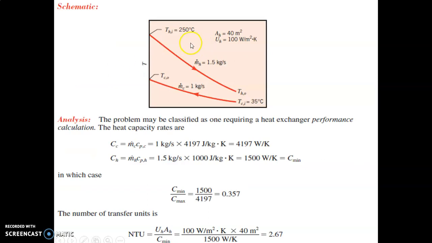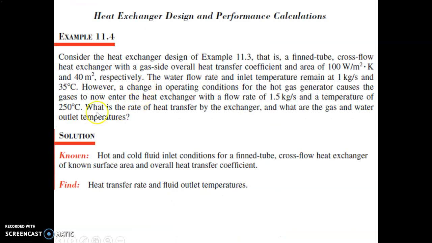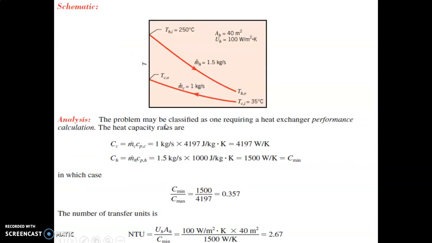So based on the question here, the question has provided two inlet temperatures and two mass flow rates. Then the question is looking for the differential of the temperature. So back to the question, what is the rate of heat transfer by the exchanger? So the question is looking for the heat rate of the working fluid. And what are the gas and water outlet temperatures? So both outlet temperatures are not provided in the question.